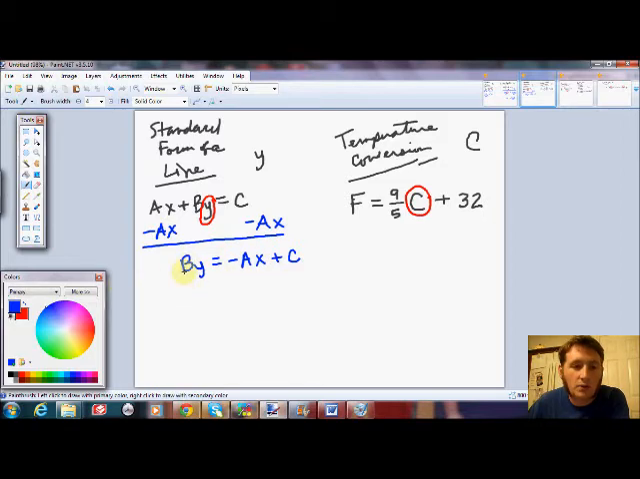Well, now I need to solve for y, and it's b times y. So I'm going to divide by b.